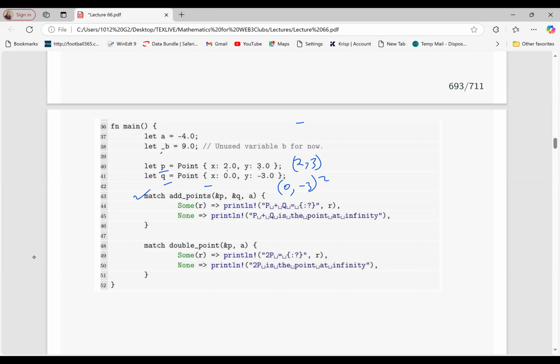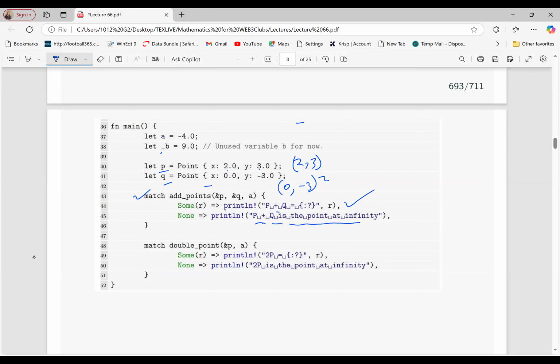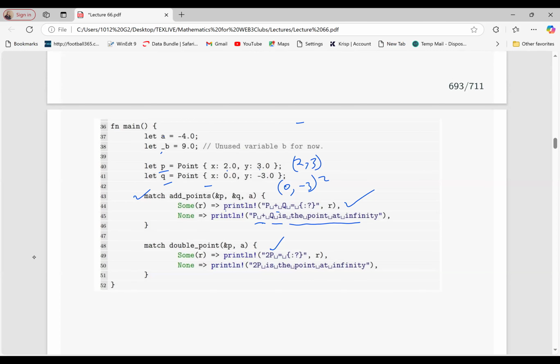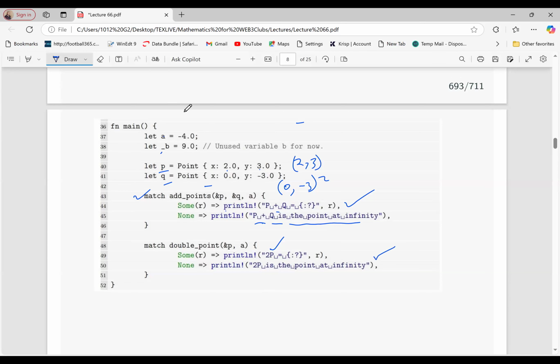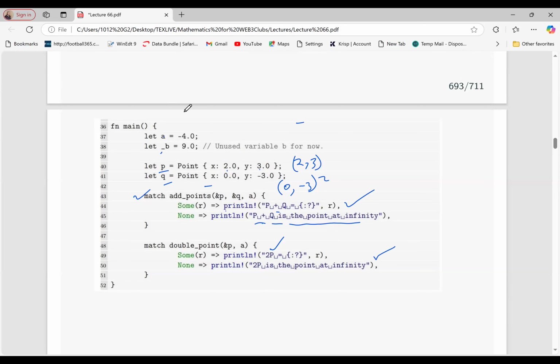So it will be printing what you've asked it to do. It prints none if the point is at infinity. If the point is not at infinity, it gives you the sum. And then it gives you 2P if you wanted to get 2P. If 2P is also a point at infinity, it says that. Let me share the code so we can look at how it works.